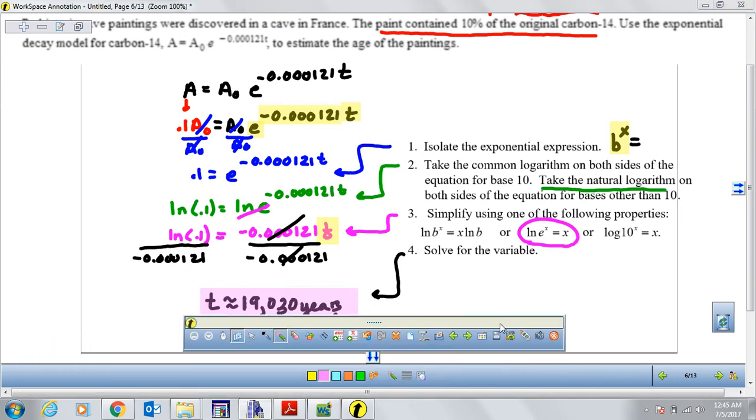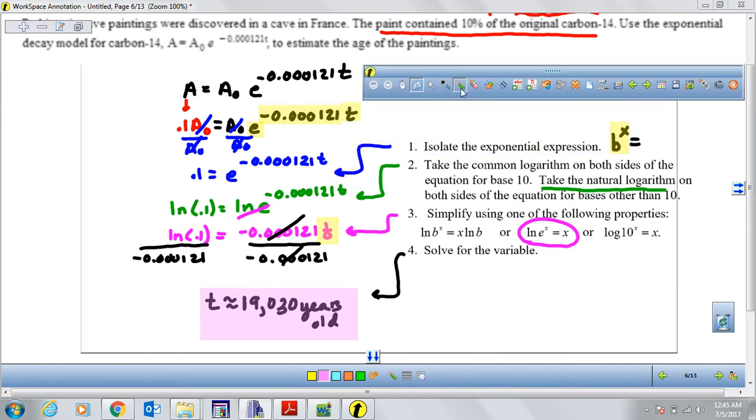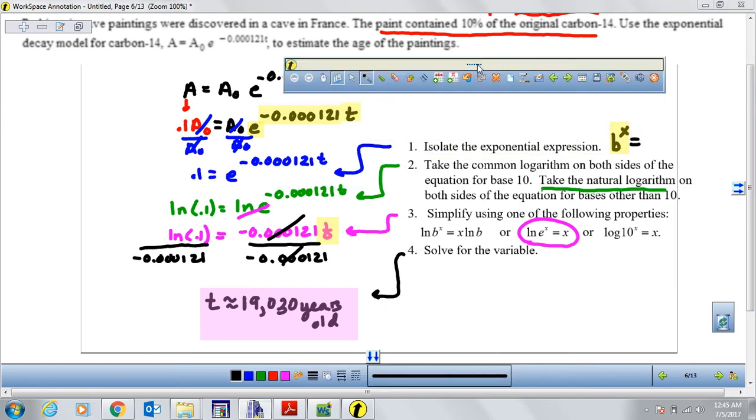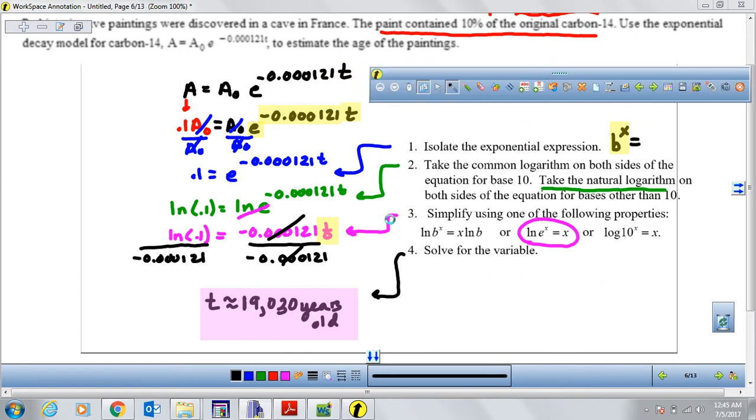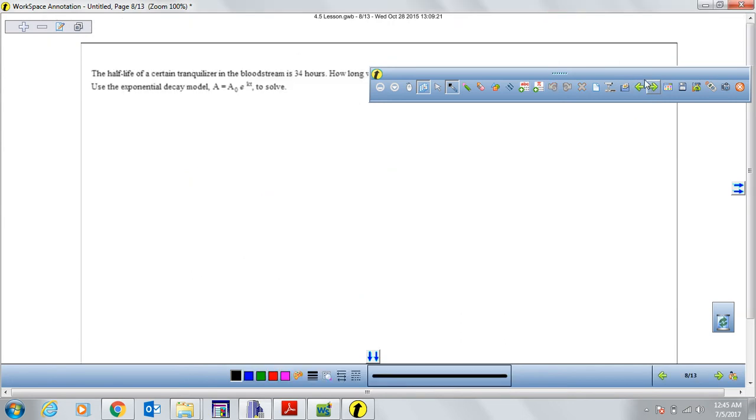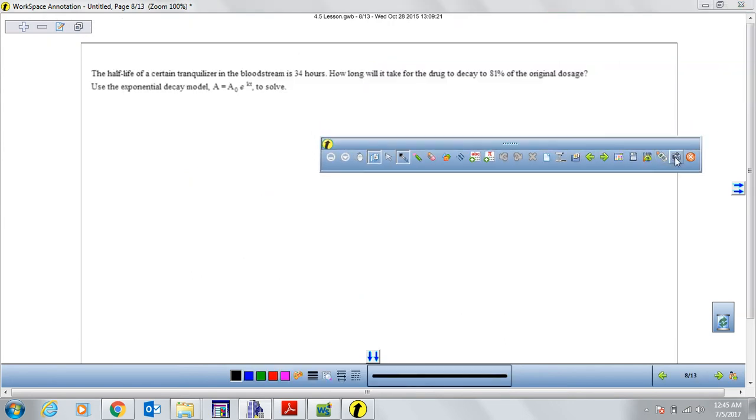So whenever we need to solve a problem in which we need to solve for the variable on the exponent, keep in mind this is the process that we always need to follow for those cases. Now, we're going to increase the level of difficulty for the question. Now we are going to work on this one. This is about the half-life. It's another special situation that we're going to encounter.